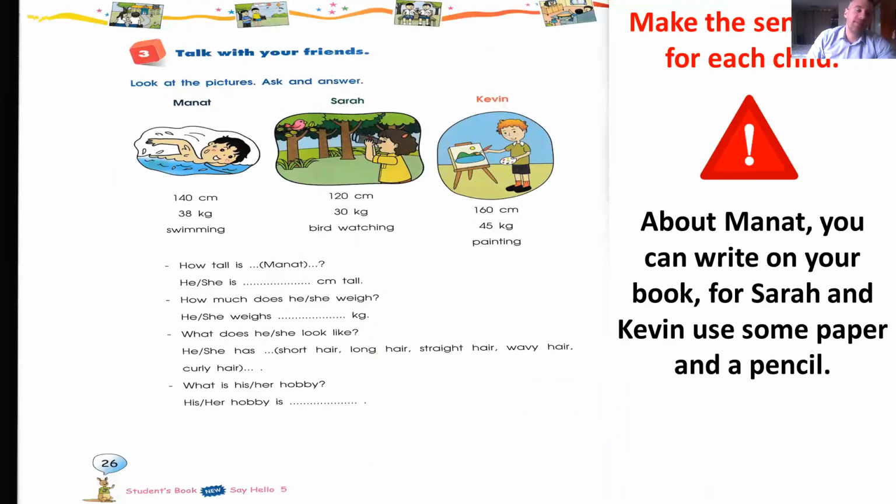Now you can take your book, page 26. Make the sentences for each child. First, you can write about Manat. You can write in your book. For Sarah and Kevin, use some paper and a pencil because you don't have enough space to write. Click on pause, try your best, and you must fill in the blanks for this exercise. Take your time. If you have some difficulties, just after I will help you. Good luck.